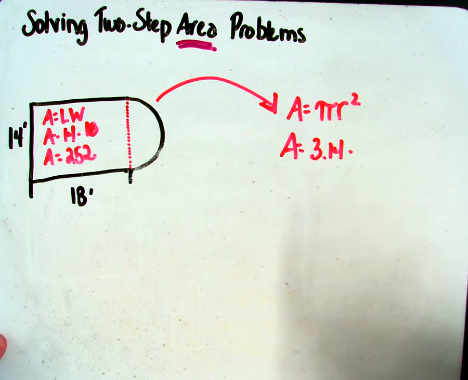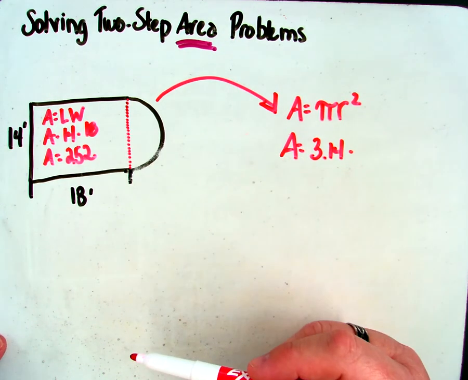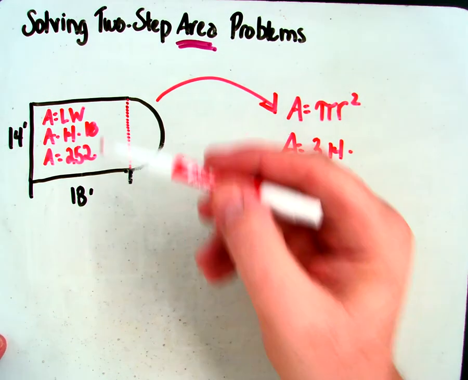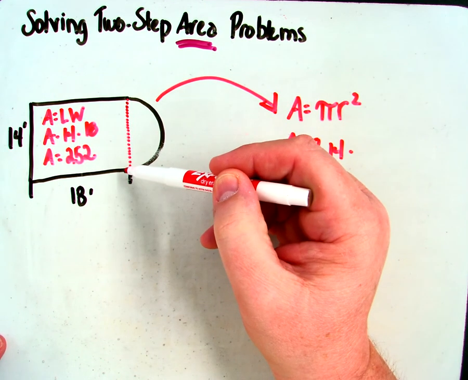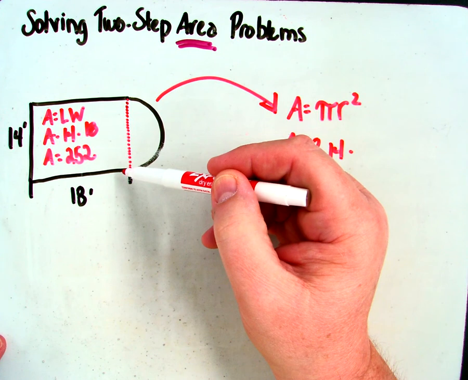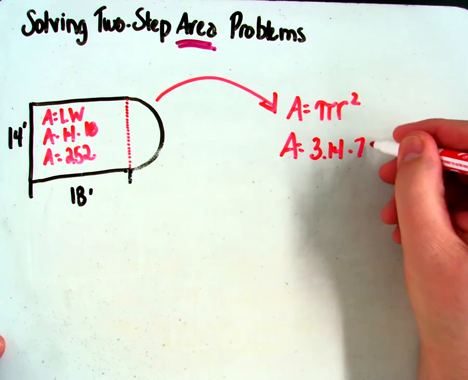It would be 7. Why is it not 14? Very good, Israel. 14 is a measurement of the diameter. And as we looked last week, if you have the diameter and you want to find the radius, you divide by 2. So our radius would be 7.